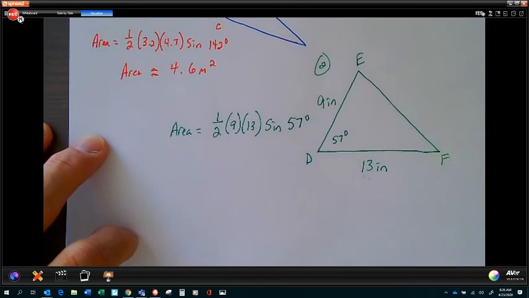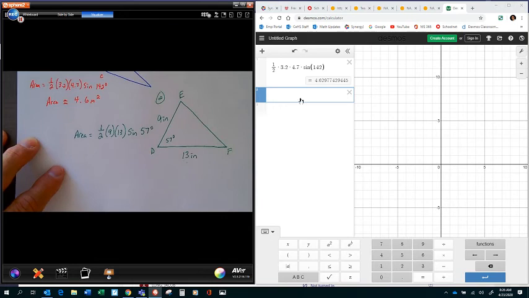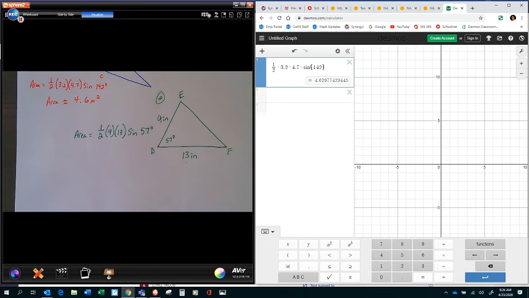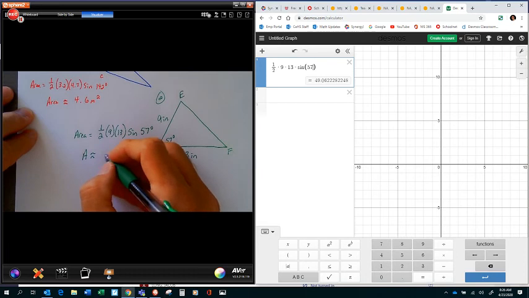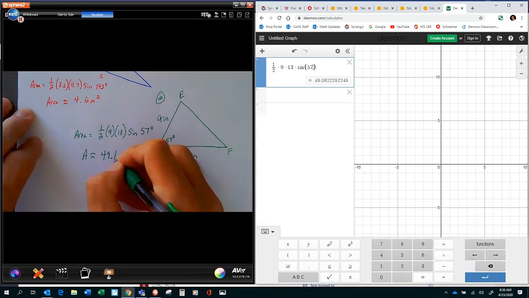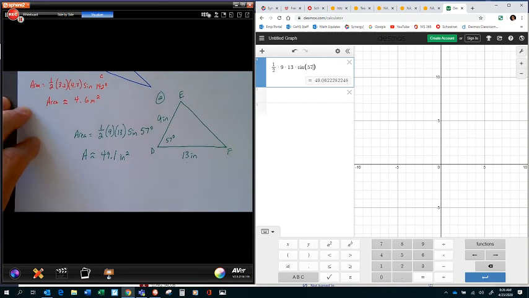Once we have that, we can just plug that into Desmos. Taking 1/2 again, we can go back up here and substitute this in here. We're going to substitute that for 9, take out the 3.2. Substitute 13, take out the 4.7, and then I'm just going to change the angle here. Instead of 142 degrees, I'm going to hit 57, and now we've got 49.06, and rounding that to the nearest tenth, our area is approximately equal to 49.1 inches squared.